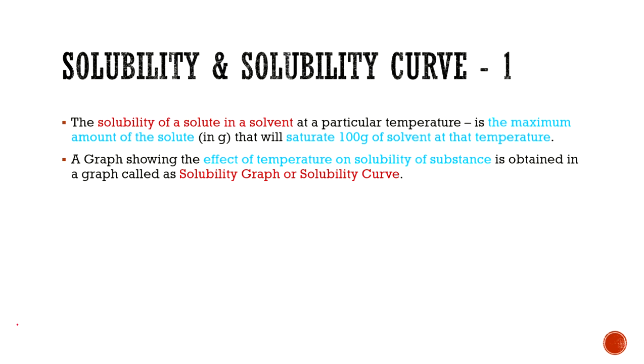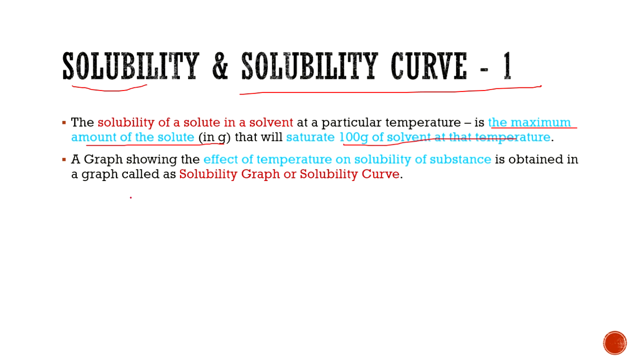Solubility and the solubility curve are a very important topic. First let us cover what is solubility, then only we will come to the solubility curve. Solubility means the solubility of a solute in a solvent. What do you mean by that? At a particular temperature, it means the maximum amount of solute in gram that will saturate 100 gram of solvent.